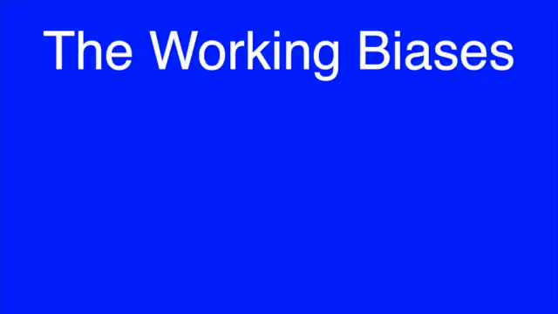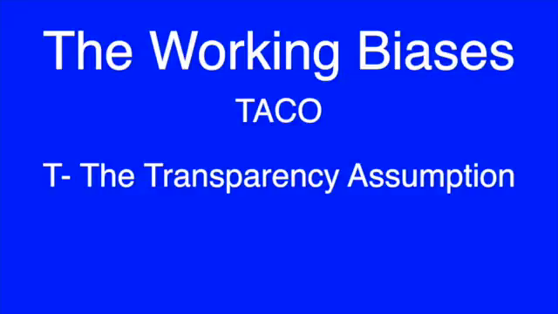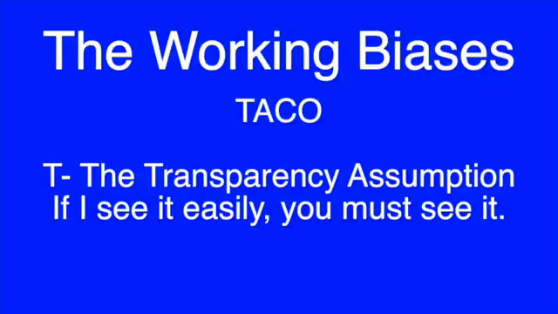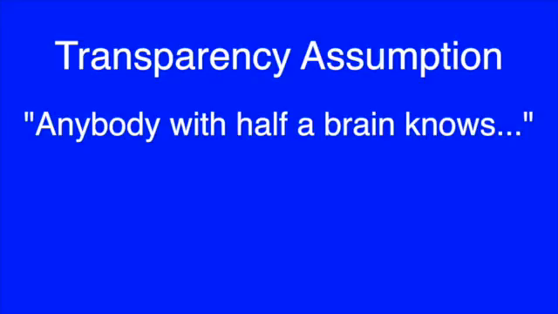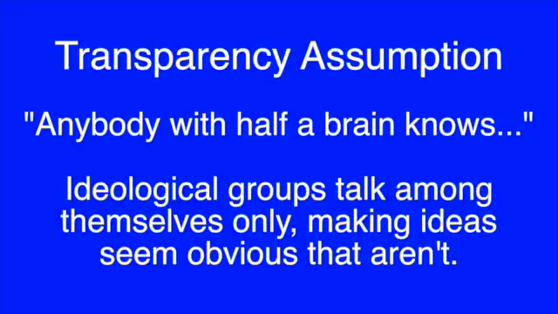And those, we're going to go with the acronym ATACO. We're going to cover 4 of them. The first one, the T, is the transparency assumption. And that's us assuming that because we see something, other people can see it as well. Let me just give you a couple of good examples of it. If you hear anybody with half a brain can whatever it is, that's the transparency assumption. Another good example of the transparency assumption is when little groups get together and they talk amongst each other in a sort of super fast code. They use the same ideas and the same jargon, and they get themselves convinced, and all of a sudden really strange ideas start flying out in all directions.